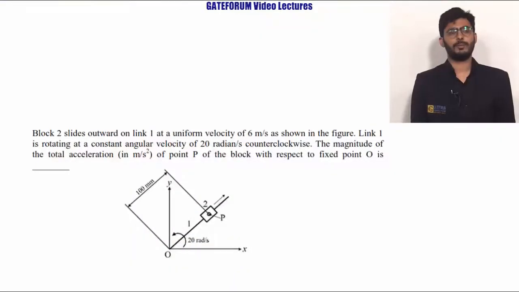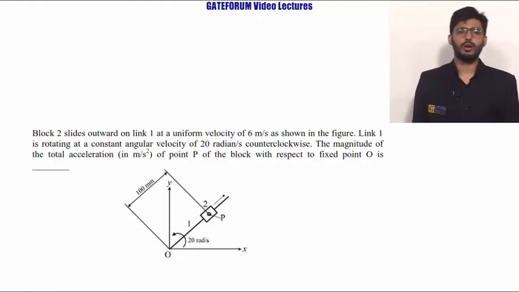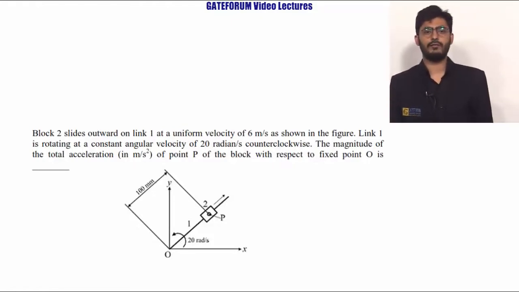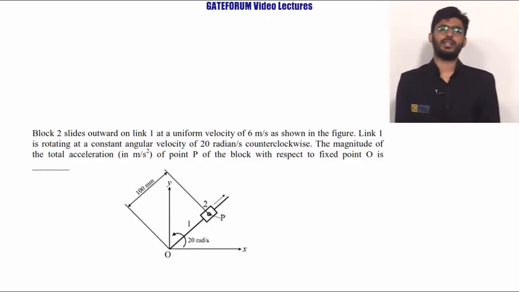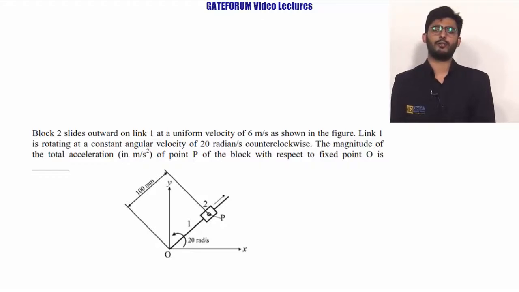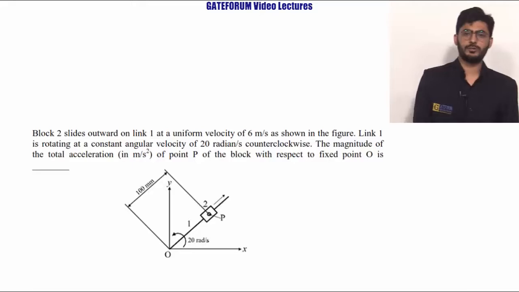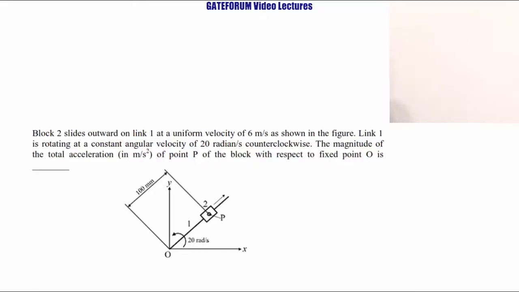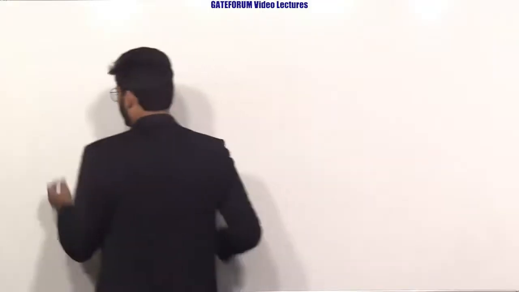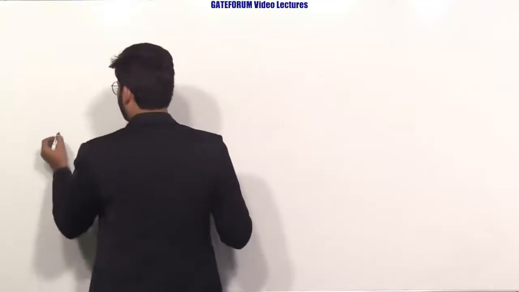This question belongs to the topic theory of machines from the subtopic mechanisms. Block 2 slides outward on the link 1 at a uniform velocity of 6 meter per second as shown in figure. Link 1 is rotating at a constant angular velocity of 20 radian per second counterclockwise. The magnitude of total acceleration of the point P on the block with respect to fixed point O is dash. Okay, this question belongs to the subtopic Coriolis component of acceleration.